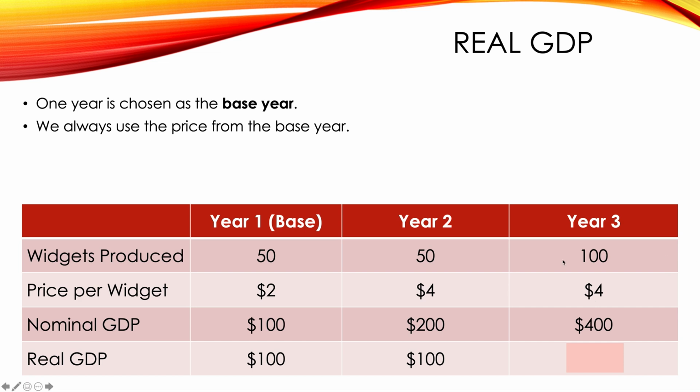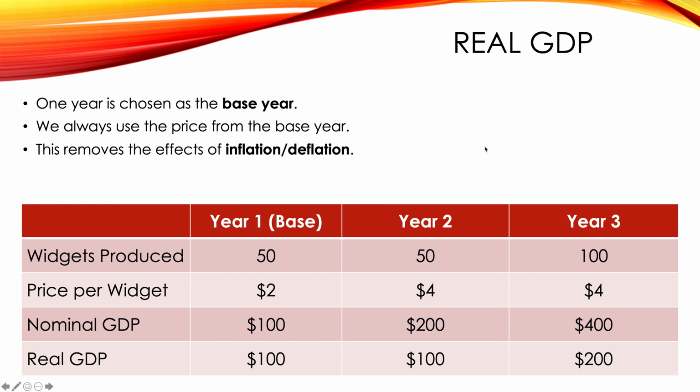Well, we produced 100 widgets, we know that, but we need to use the base year price, which is, there's the base year, there's the price, $2. And so the real GDP for year 3 would be $200. And so that makes it look like production doubled from year 1, or doubled from year 2. And did it? Well, actually, yeah, it did. This is 100, this is 50. So again, that's what real GDP is good for.